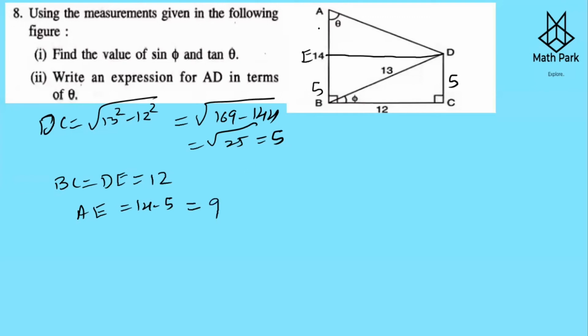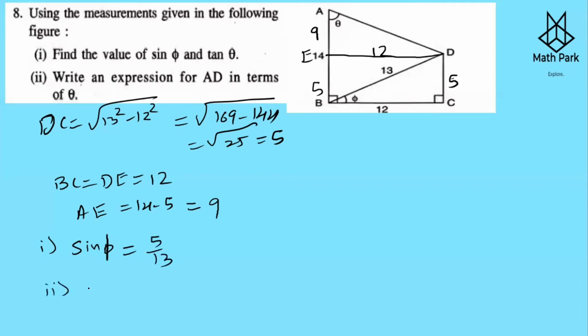So you got this as 9 and this as 12. Now we will be finding the values of sine phi. So the first question we start with: sine phi is opposite upon hypotenuse. So the opposite is 5 upon 13.